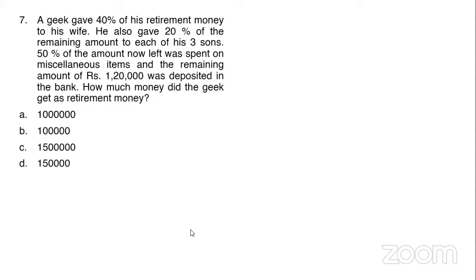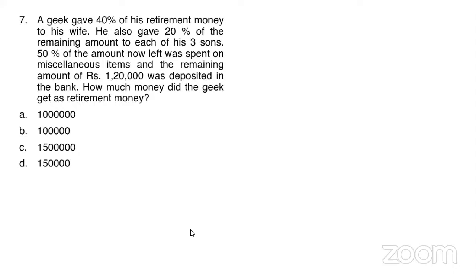A geek gave 40% of his retirement money to his wife. He also gave 20% of the remaining amount to each of his three sons. 50% of the amount now left was spent on miscellaneous items, and the remaining amount of rupees 1,20,000 was deposited in the bank. How much money did the geek get as retirement money?